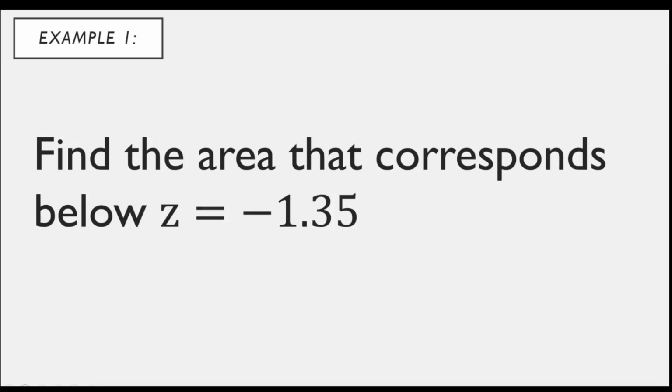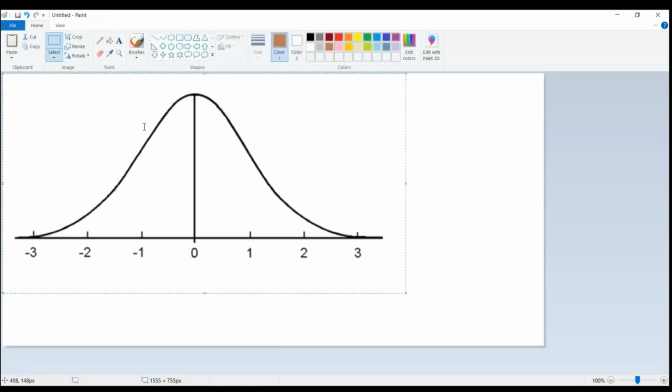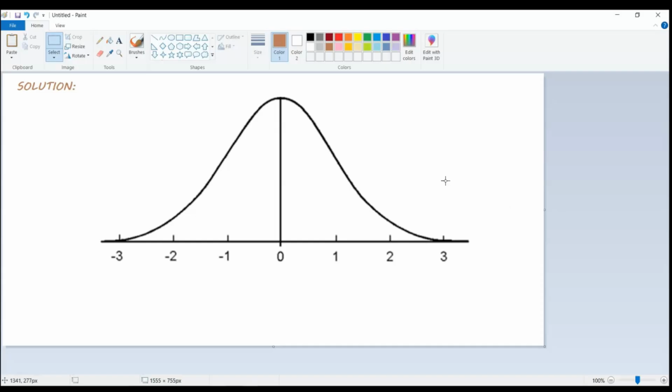Let's have our first example. Find the area that corresponds below z is equal to negative 1.35. For our solution, step 1, we draw or sketch the normal curve. For step 2, we locate the z value negative 1.35. We can find it right over here, so we'll just mark it with a line. That is our negative 1.35. Z is equal to negative 1.35.